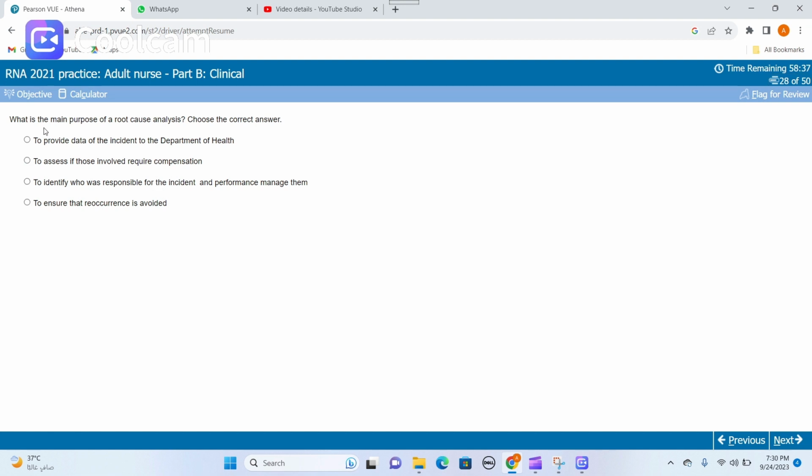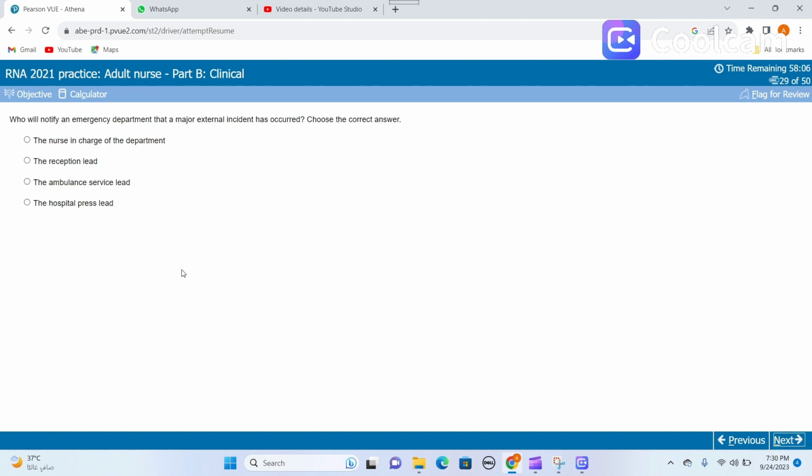Okay, what is the main purpose of a root cause analysis? The main purpose is to provide data for the incidents of the department? No, this is not the purpose of RCA. To assess if those involved require compensation. To identify who was responsible for the incidents. To manage the problem to ensure that recurrence is avoided. Yes, the main purpose of root cause analysis, RCA, is to ensure that reoccurrence is avoided. It must not be repeated again.